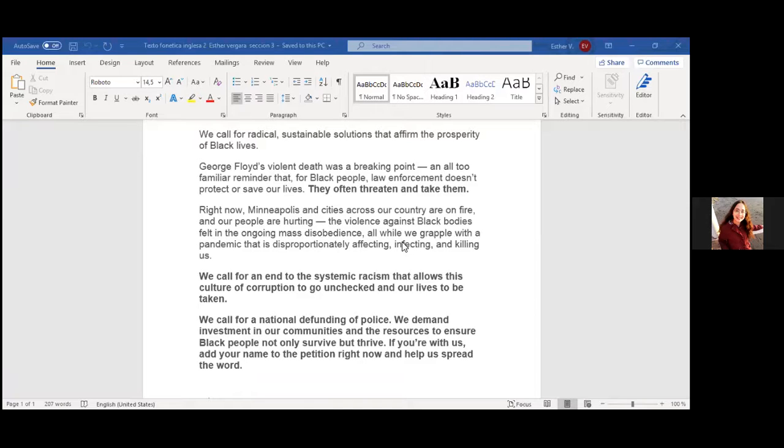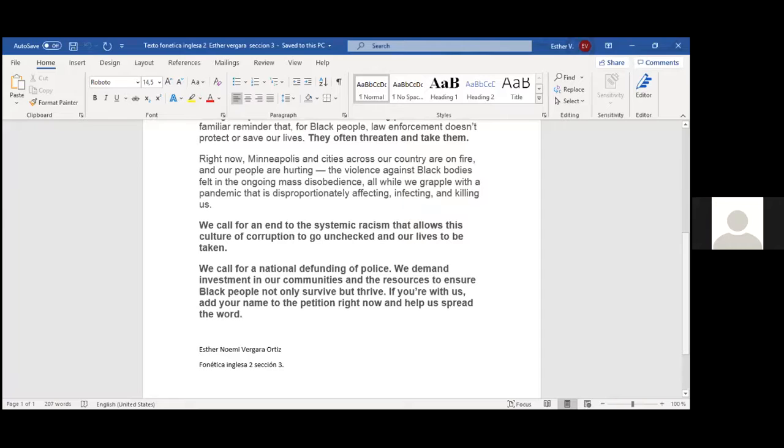Thank you, Julian. I'm going to read again, if you don't mind. Go ahead. We call for an end to the systemic racism that allows this culture of corruption to go unchecked and our lives to be taken. We call for a national defunding of police. We demand investment in our communities and the resources to ensure Black people not only survive but thrive. If you're with us, add your name to the petition right now and help us spread the word.